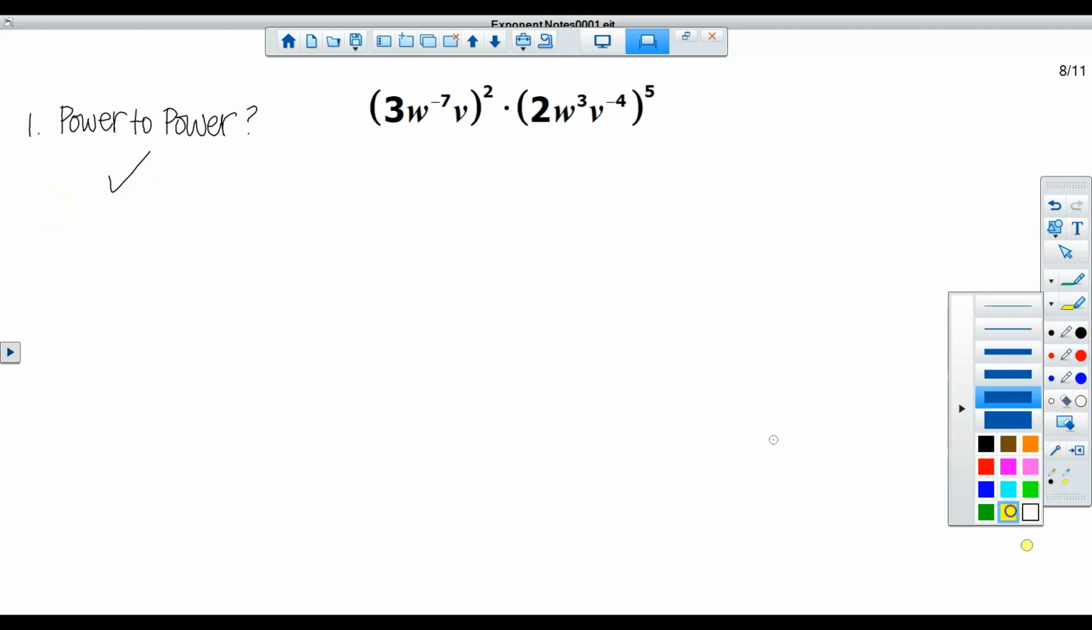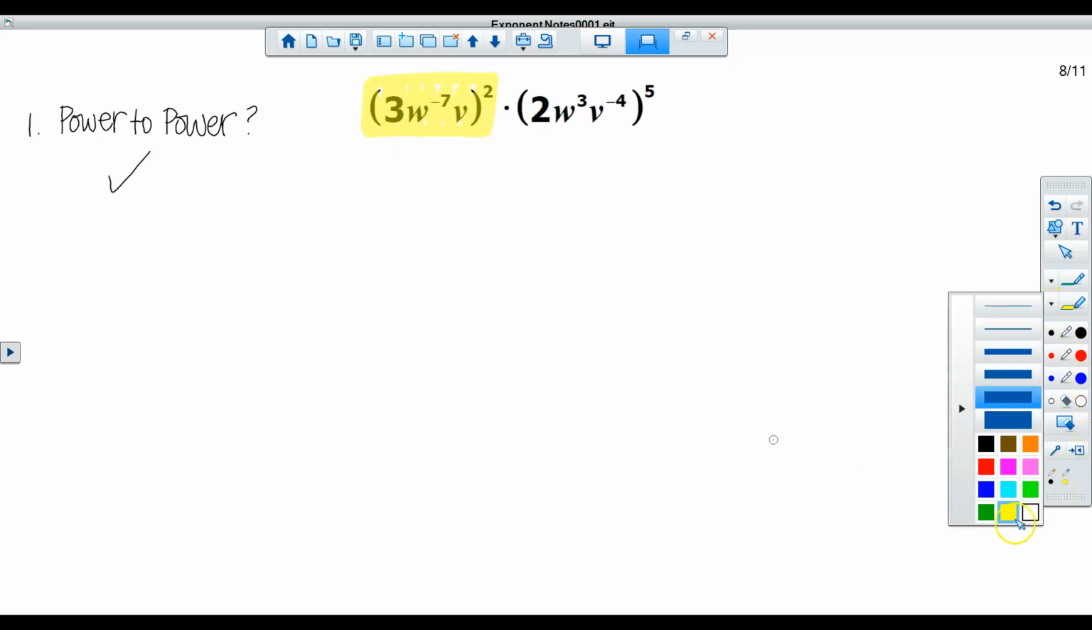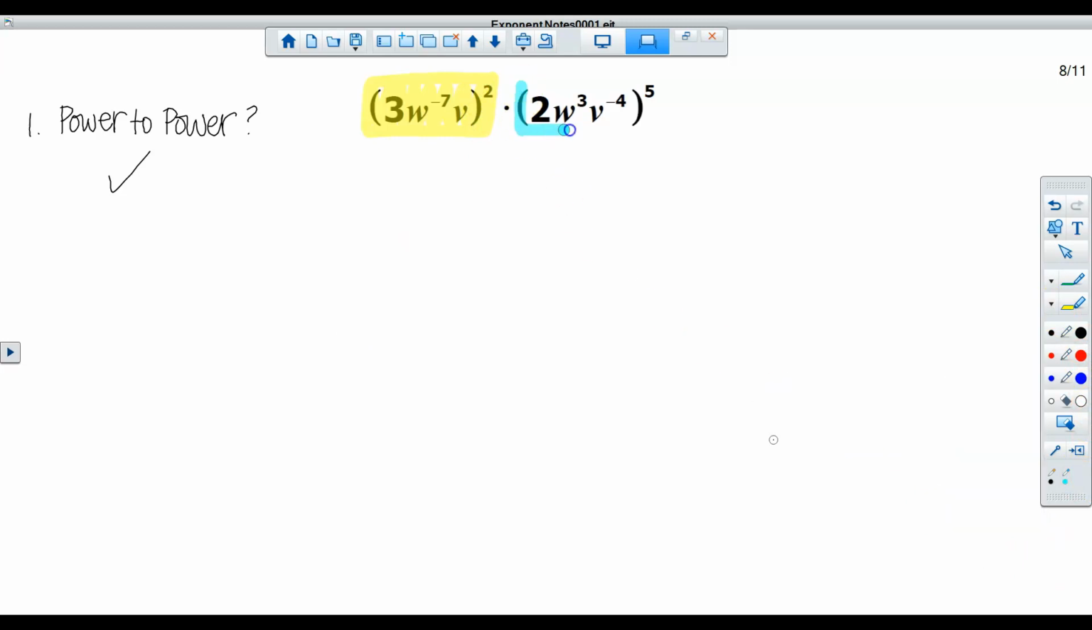Now what you'll notice is, here is power to a power. That's one of them. But there's also another one. Here is power to a power. Both of those are parentheses with exponents outside. So we're going to have to do both of these right now. Okay? So let's start over here.